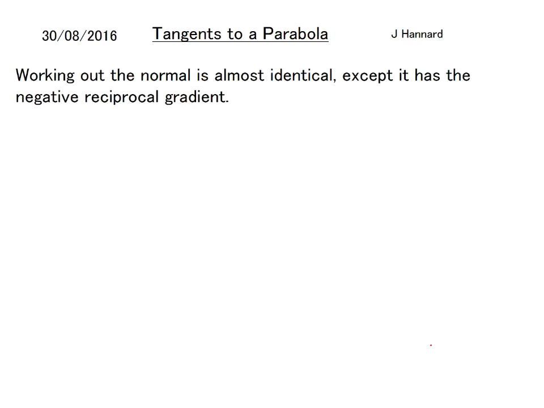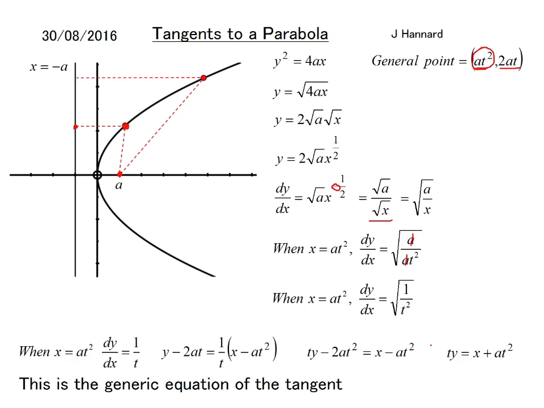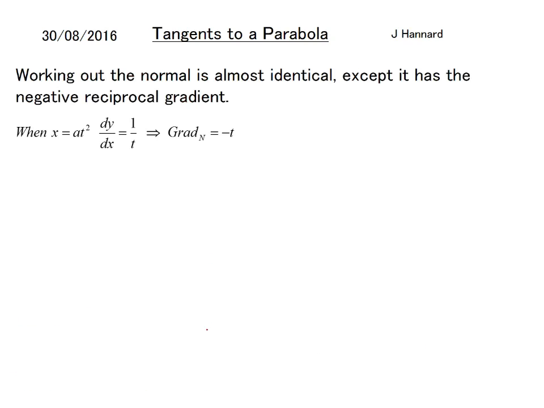And working out the normal, as you might imagine, is almost identical, except it has the negative reciprocal gradient, just like normals to any curve. So when x equals at squared, dy by dx equals 1 over t, so that is from here, if we look here, because we do it exactly the same. But remember, we do the negative reciprocal if it's the normal, because normals meet tangents at 90 degrees and perpendicular gradients are negative reciprocals of each other. So there we go. The normal gradient will be minus t.